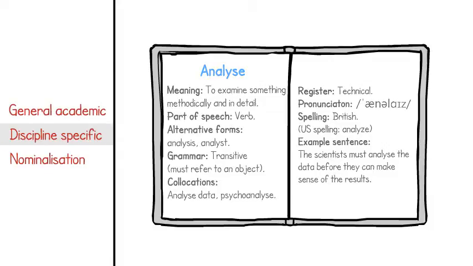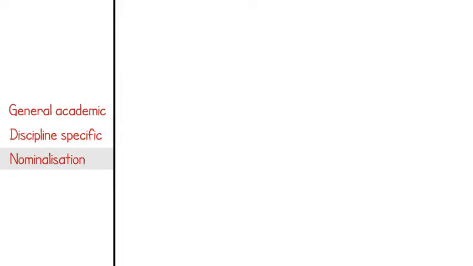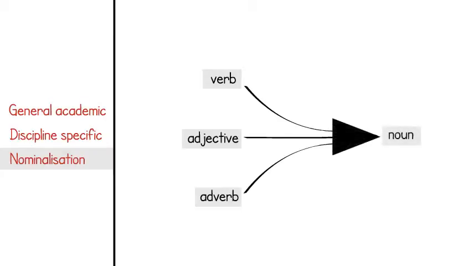One more important aspect of vocabulary in academic texts is called nominalization. Nominalization just means turning a verb, adjective or adverb into a noun. For example, the verb collect can become the noun collection by adding ion. After changing the form of the verb, we will need to change its position in the sentence and possibly change other words in the sentence too.